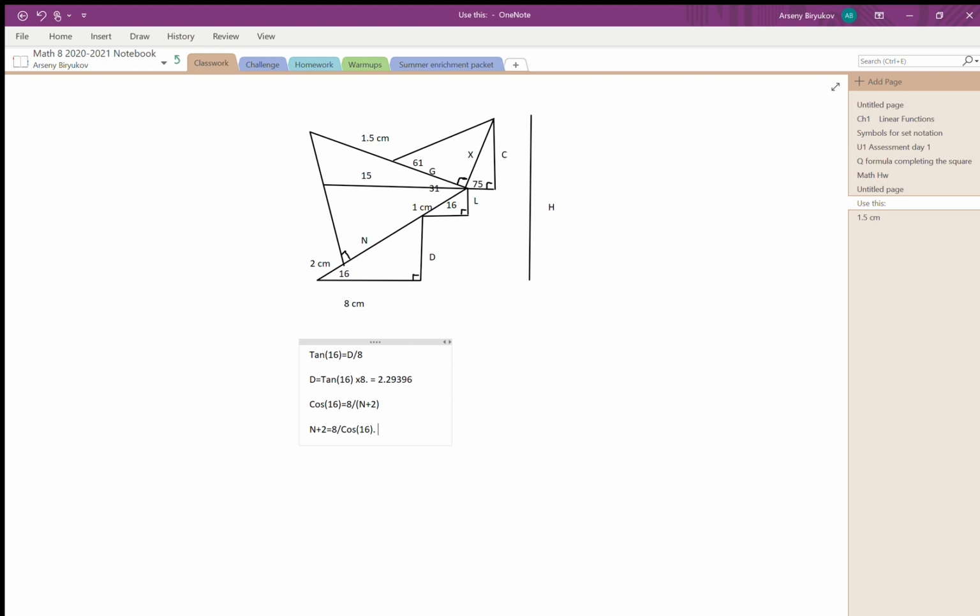This is equal to 8.32240. Thus, we know that n is equal to 6.32240.